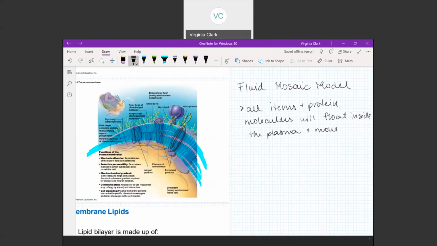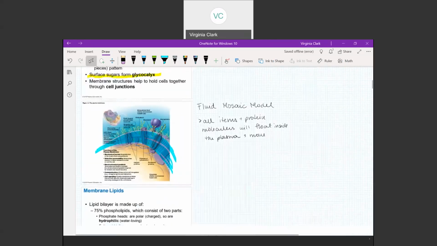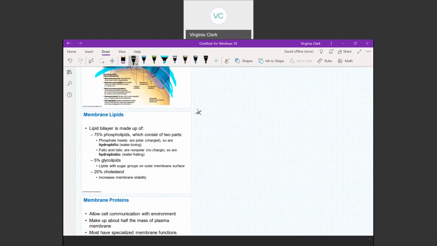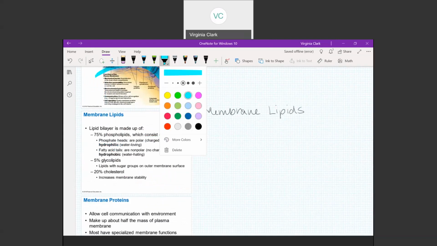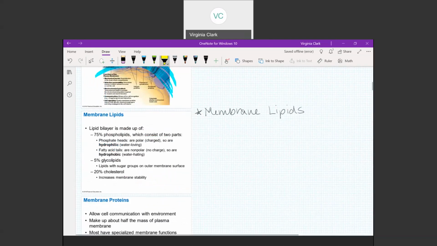Okay, switching and looking at our first section, we're going to have our membrane lipids. What makes up our plasma membrane is going to be some lipids. Our fats. So this is a lipid bilayer. So when you talk about the plasma membrane, you will also hear the term phospholipid bilayer. So the plasma membrane is considered a phospholipid bilayer.